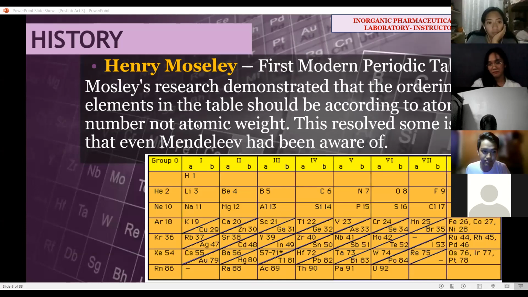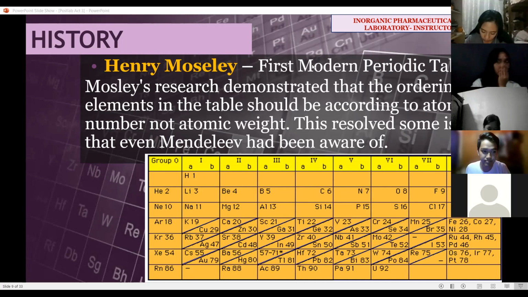And lastly, mauni siya class ang pinakaduol sa ginagamit nato karon na modern periodic table, the one that was made by Henry Moseley, the first modern periodic table wherein the elements were arranged in increasing atomic number.